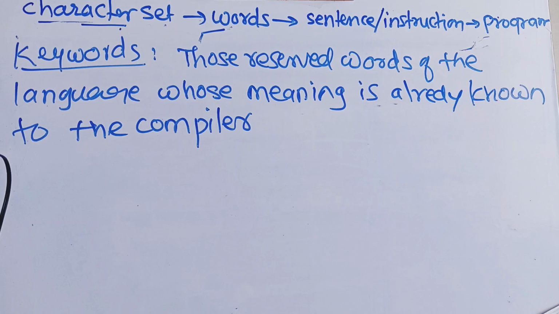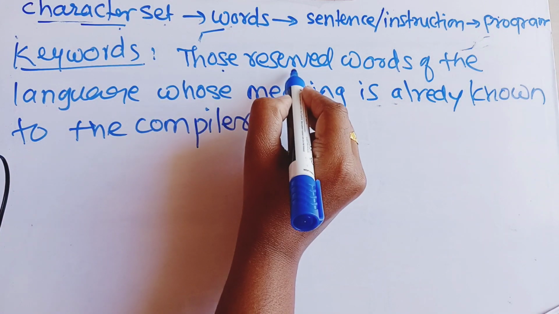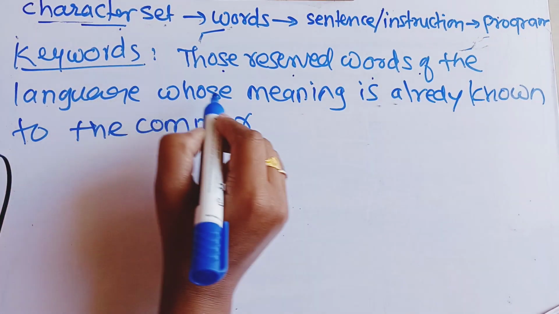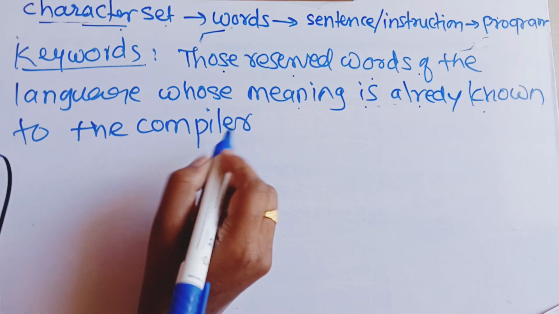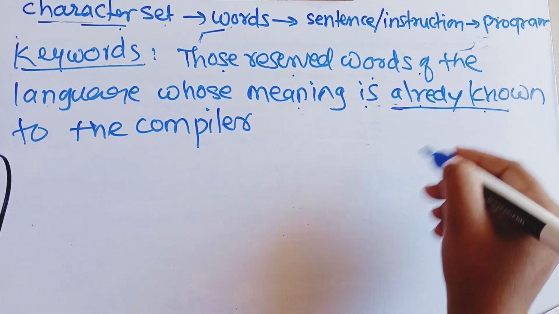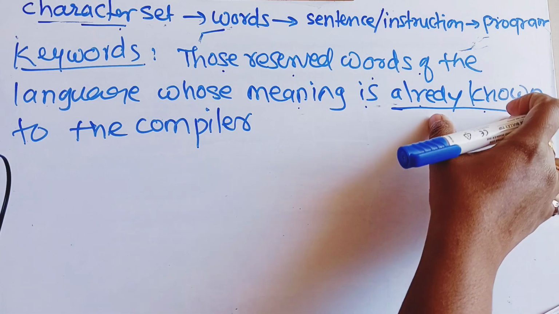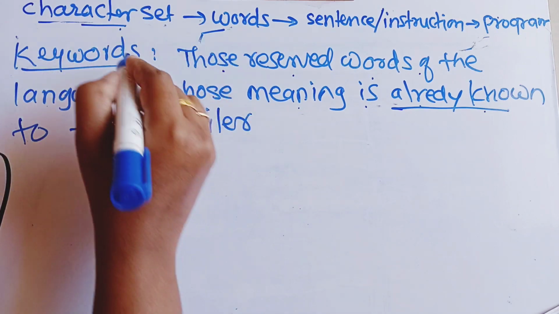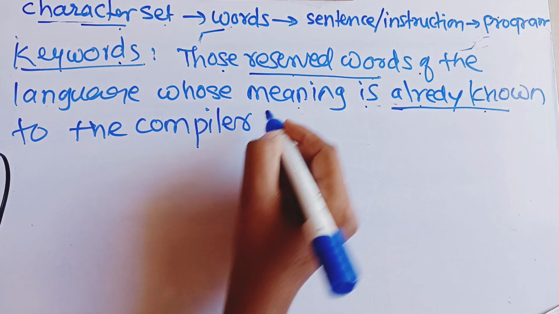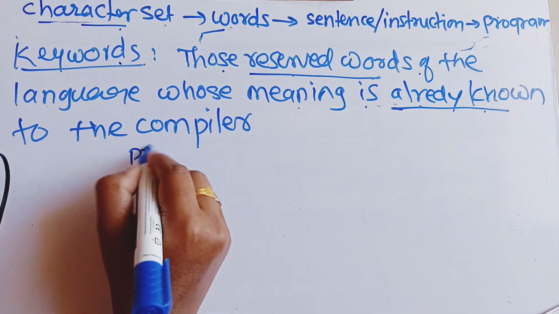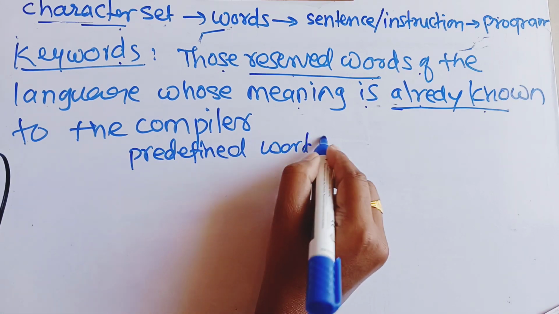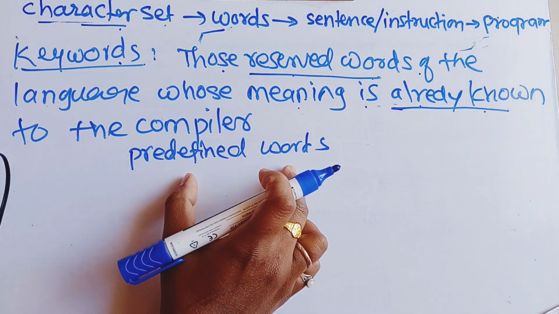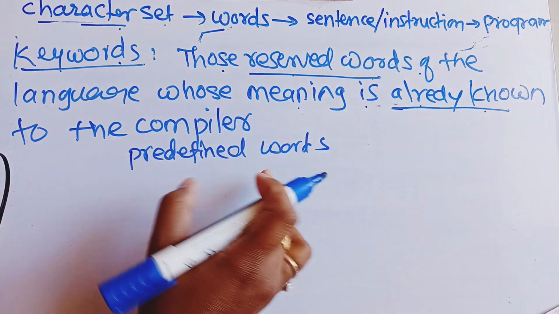Now we will see the definition of keywords. Keywords are those reserved words of the language whose meaning is already known to the compiler, which means, as I mentioned, there are a few words which are already known, and a few words which we will tell. So already known words are called keywords, and these words are called reserved words. These are also called predefined words. Why these are called predefined words and why these are called reserved, we will see.